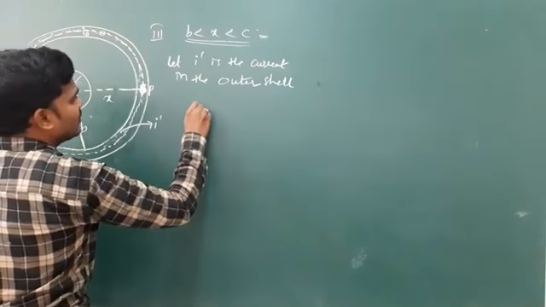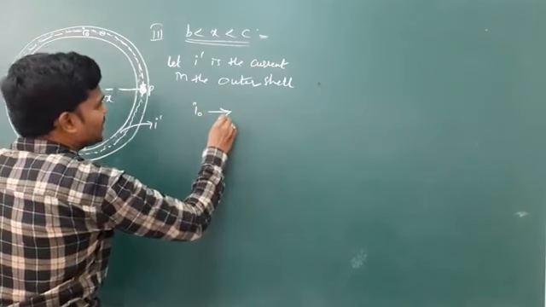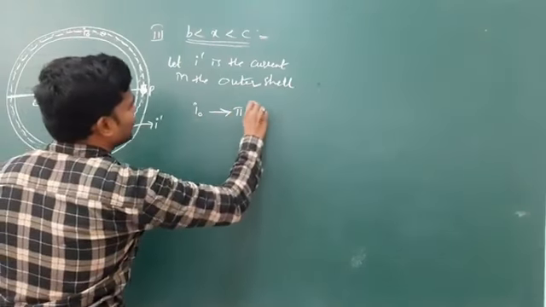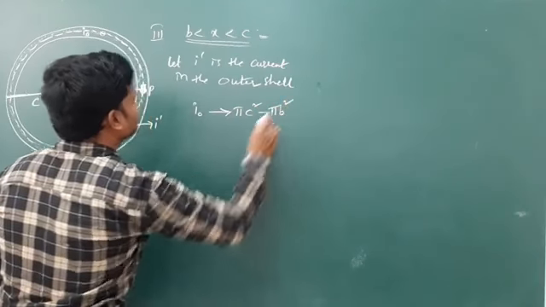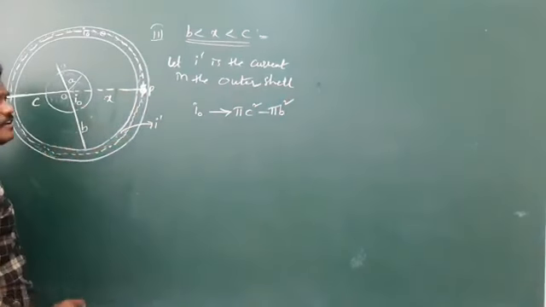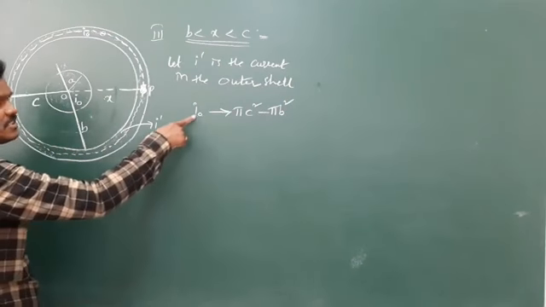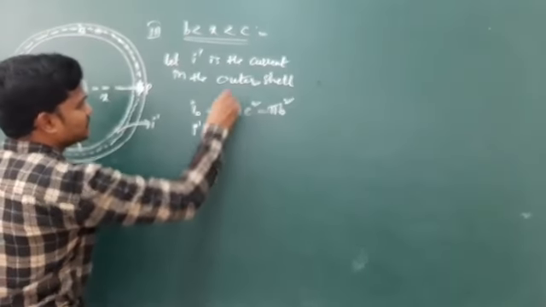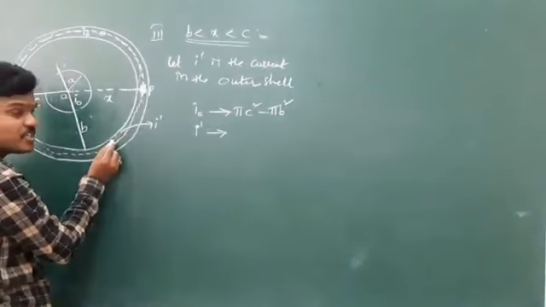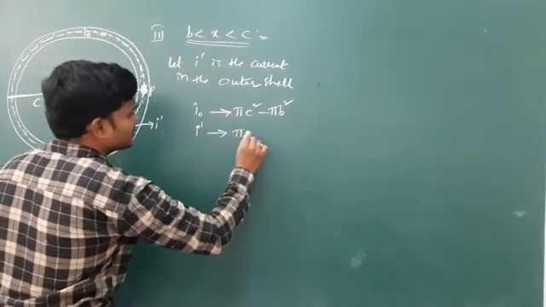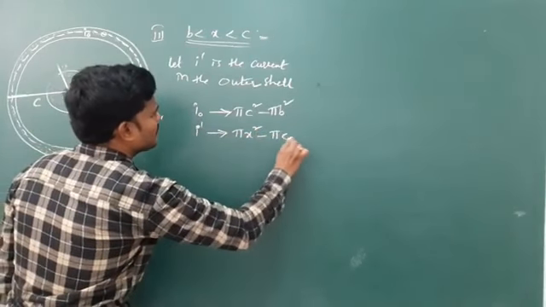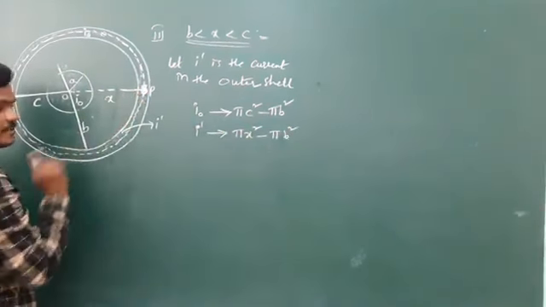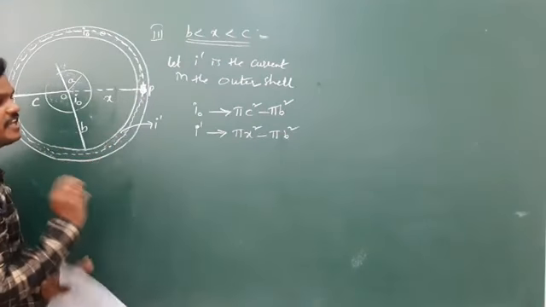Okay, for the outer shell, the current is I naught. Let me write the area of the region. The outer shell area is pi c square minus pi b square, where the outer radius is c and the inner radius is b. So this is I naught of the outer shell, only outer. And I dash is the current in this region for the outer shell. The area of that region is pi x square minus pi b square. Just comparing the areas, I get I dash.